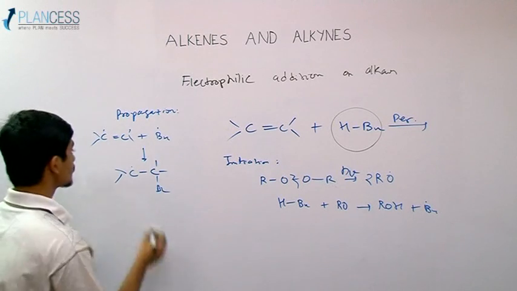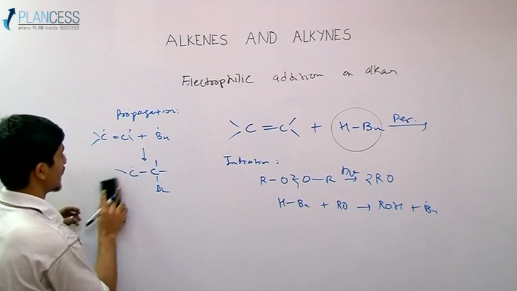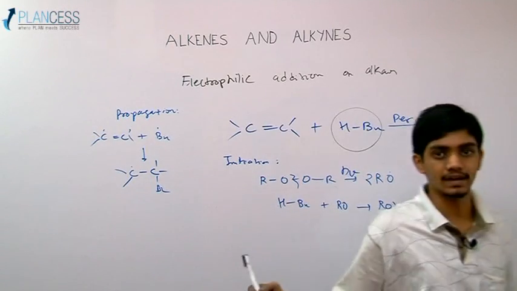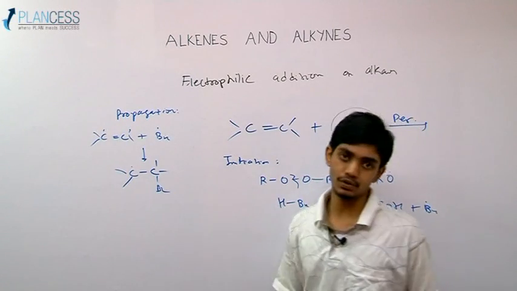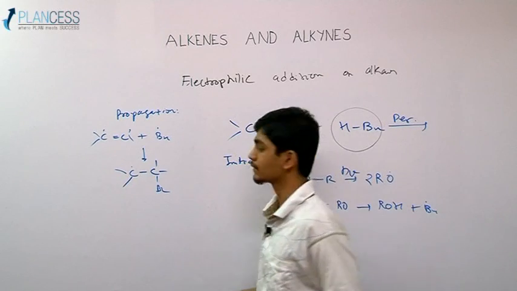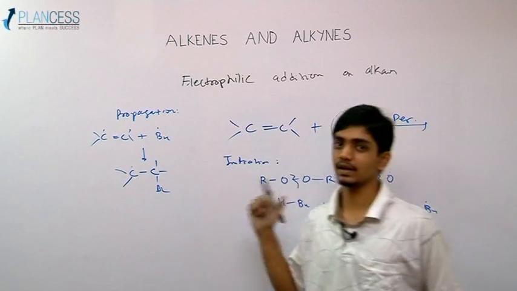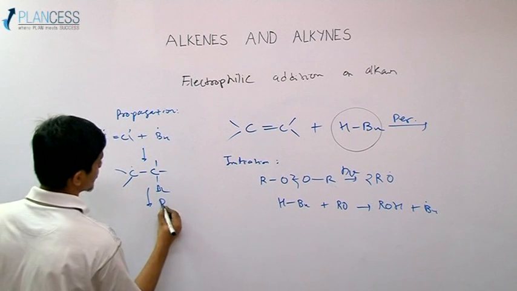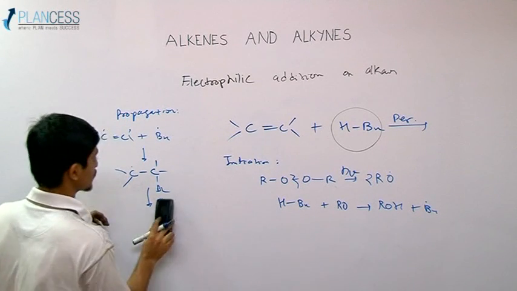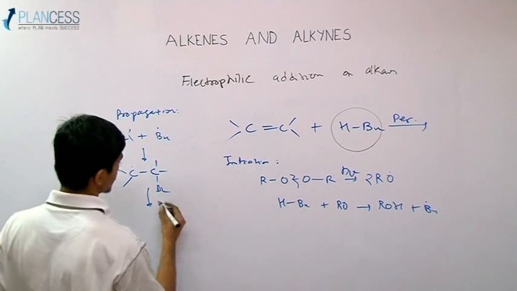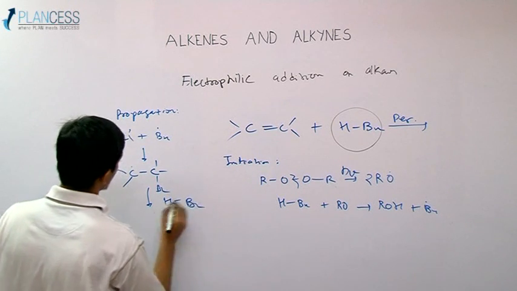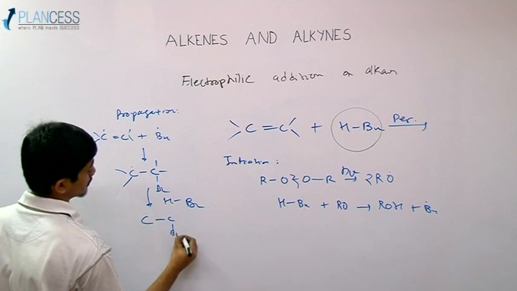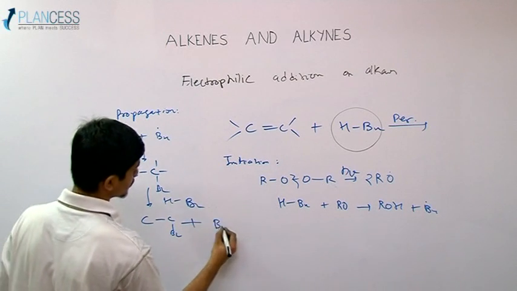So now you see how we can get the halide on the terminal carbon. That depends on the stability of the free radical. If this free radical was more stable, then you wouldn't have got the bromine on the terminal carbon. And now we have got the bromine on the terminal carbon. We just react with HBr, because that is the reagent present in our mixture, and we get the hydrogen over here plus Br here and a Br free radical.